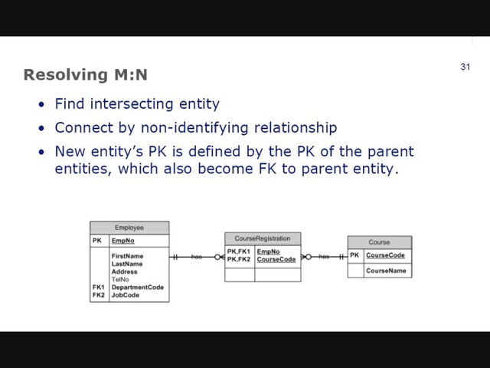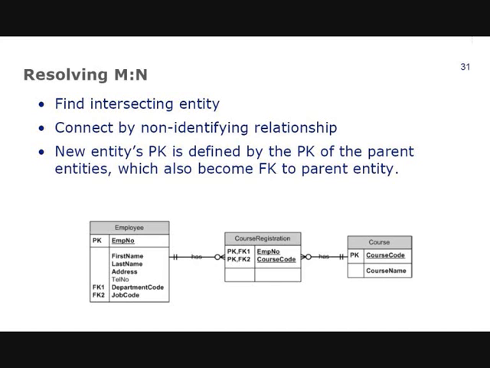So I have solved my problem because now I have only one to many relationships. So I have an intersecting entity that tells me what employee is registered on what course. I might have additional attributes here or not, but I've broken down my many to many by using an intersecting entity. Are we all happy with that?